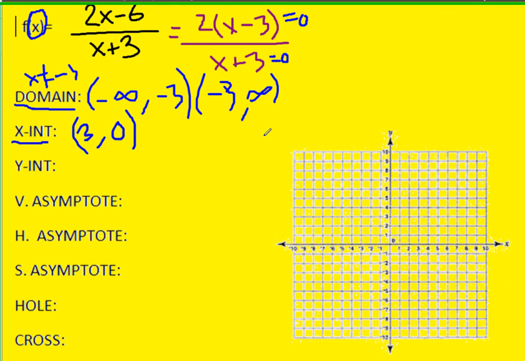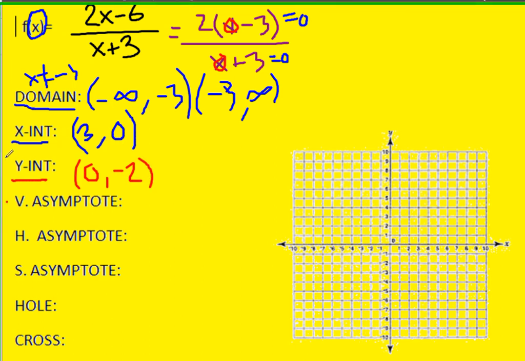Y-intercept is when you plug in 0 for everything. When you plug in 0, I should get negative 6 on top and 3 on the bottom, so I should get negative 2. So x equals 0, y equals negative 2.